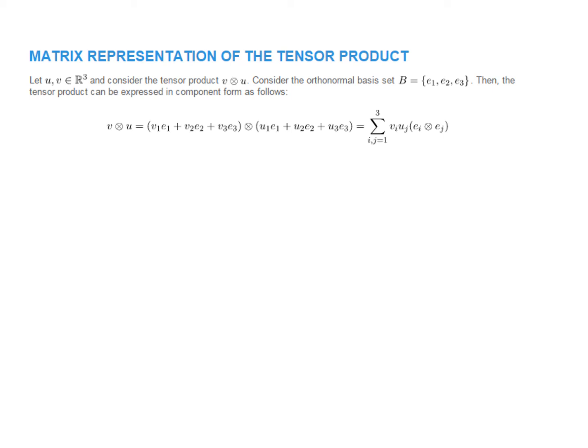Since the tensor product is a linear map, it has a matrix representation when we use a particular coordinate system. By writing the components of v and u and utilizing the linearity of the tensor product and the properties that we showed in the previous slide, we see that the tensor product can be written using the components v_i, u_j, and a summation of different tensor products using e_i tensor e_j.